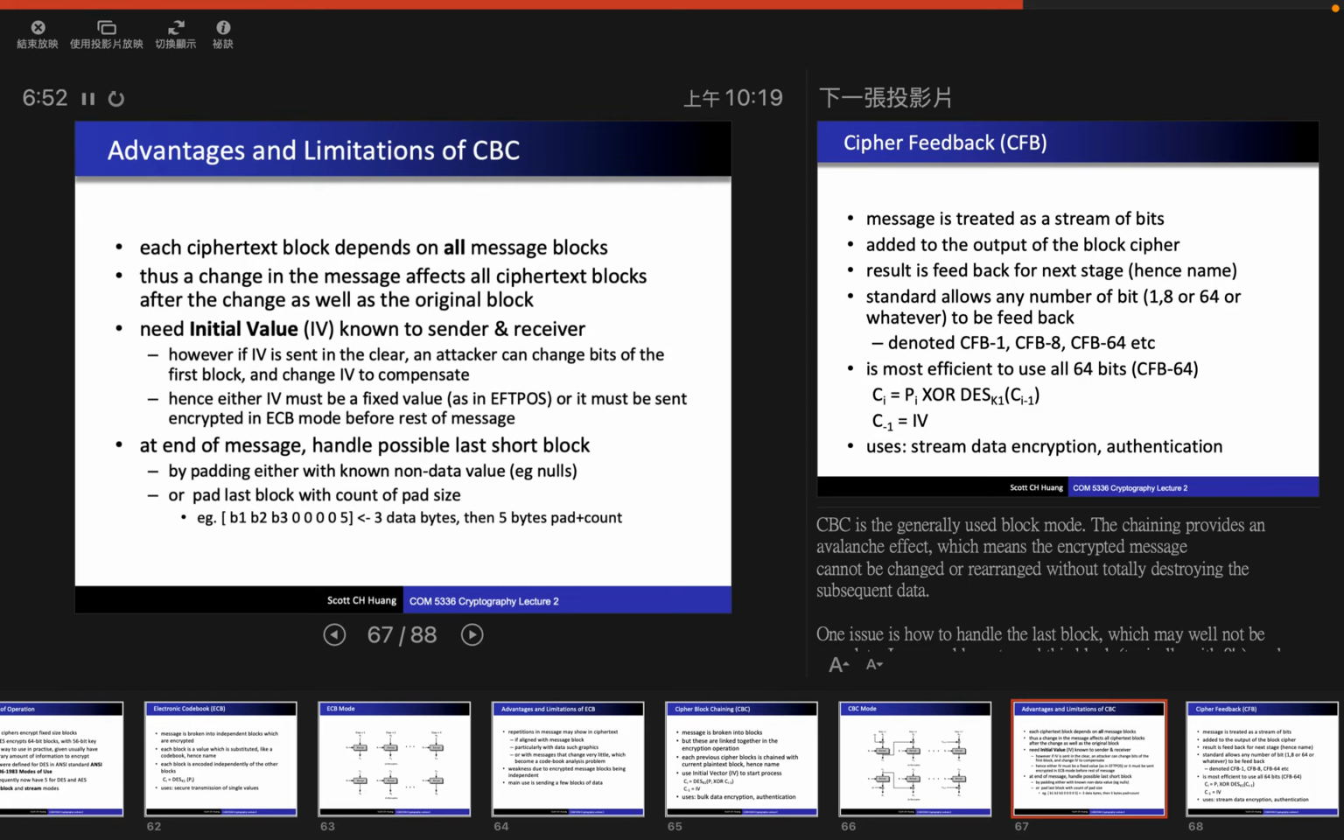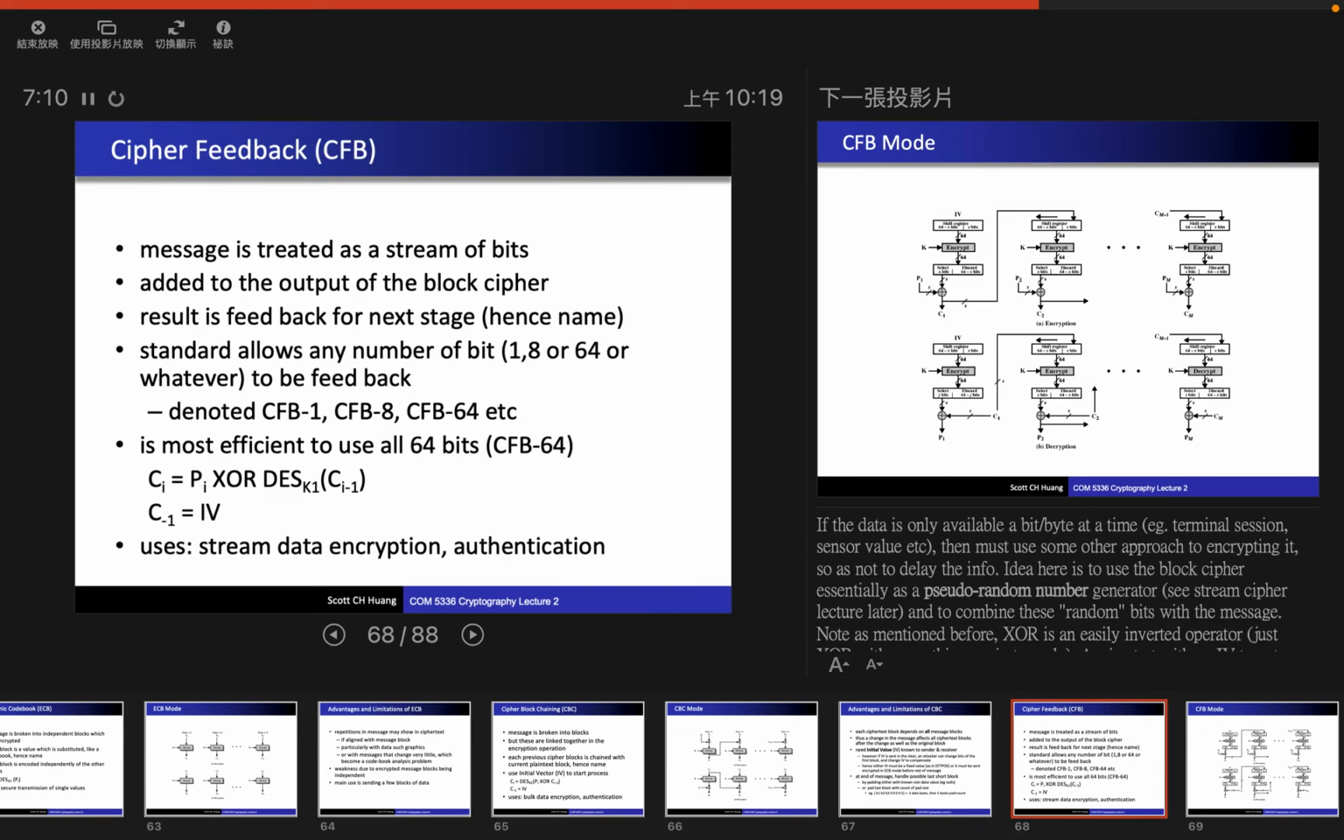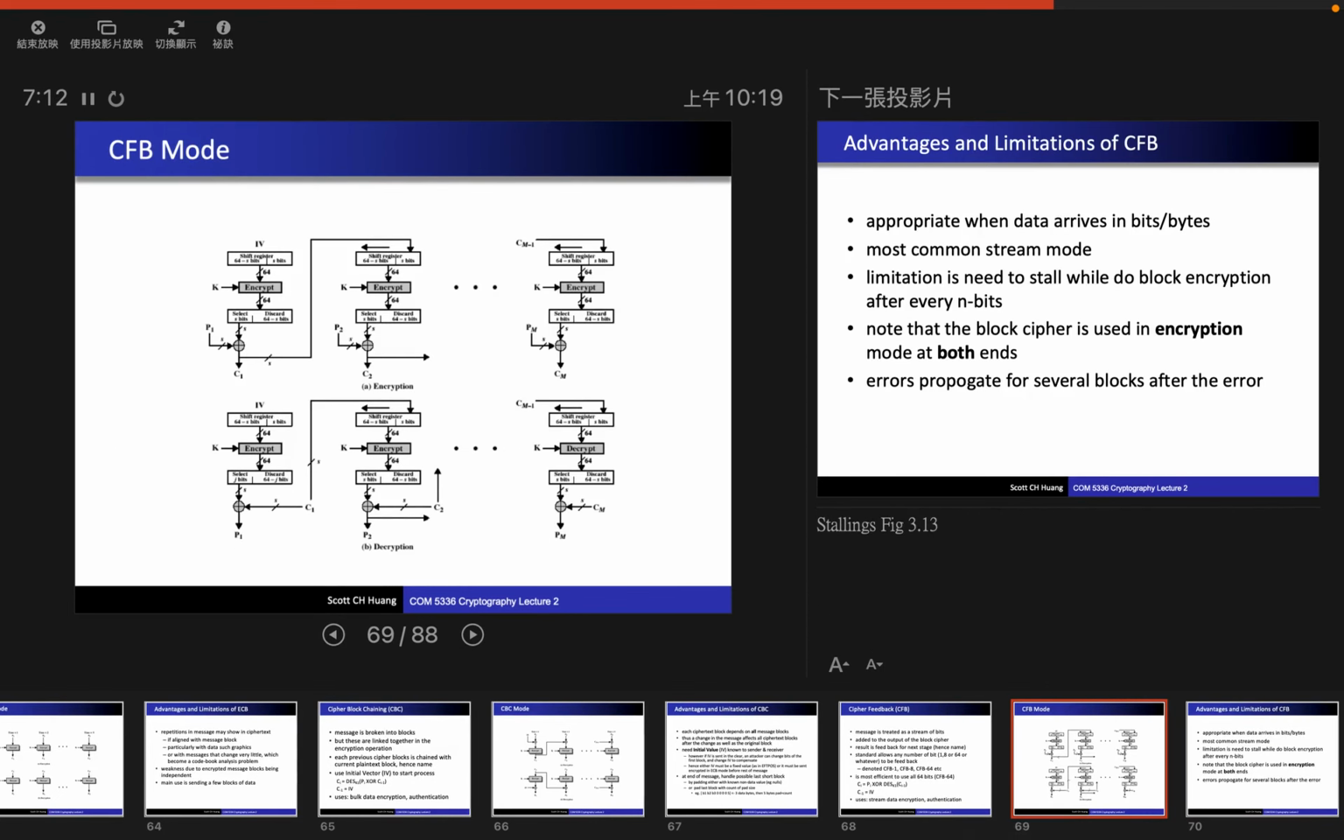Okay, so later blocks depend on previous blocks. And it needs initial values, sometimes called the initial vector, IV. Okay, and it should be kept as part of the secret. And this is also part of our ISO standard as well. Now, let's take a look at the third one.